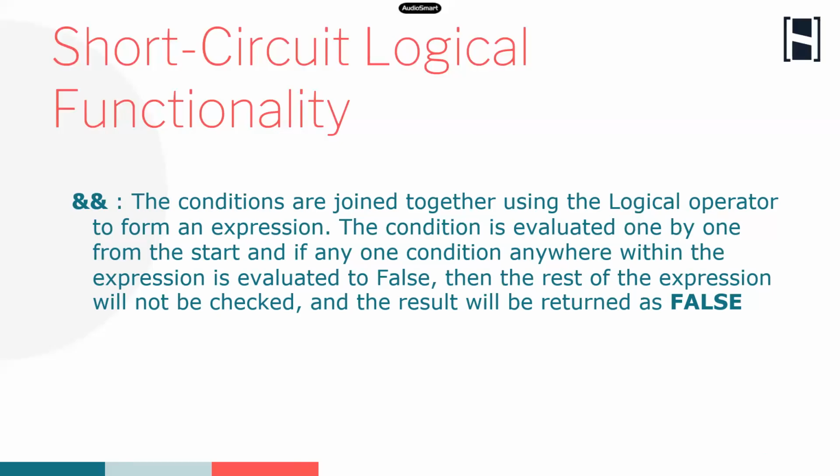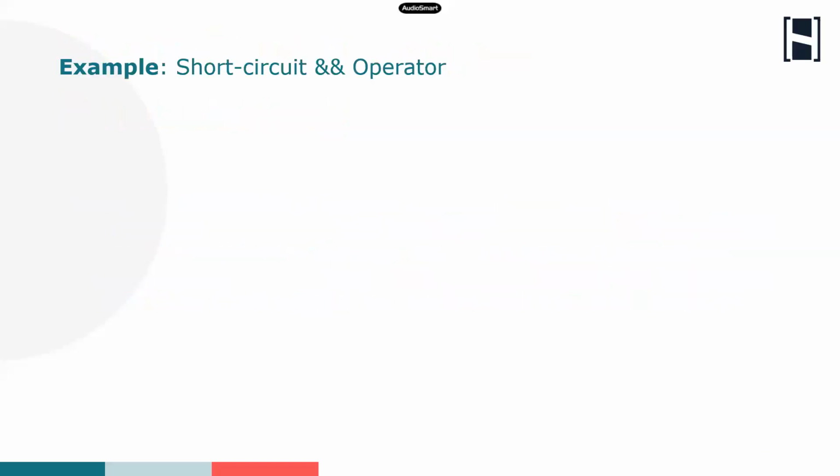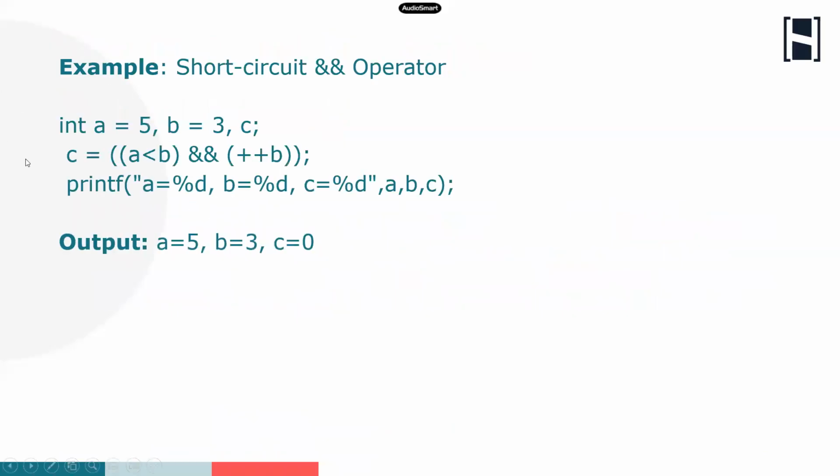Now, what do I exactly mean by this? Let us understand with this example. Look here at what I have done. I am saying A is equal to 5, B is equal to 3, and C. So, three variables are here. Now, look at the condition we have given. I am saying C is equal to this expression. Whatever is the result of this expression, I am going to assign that value to my C variable.